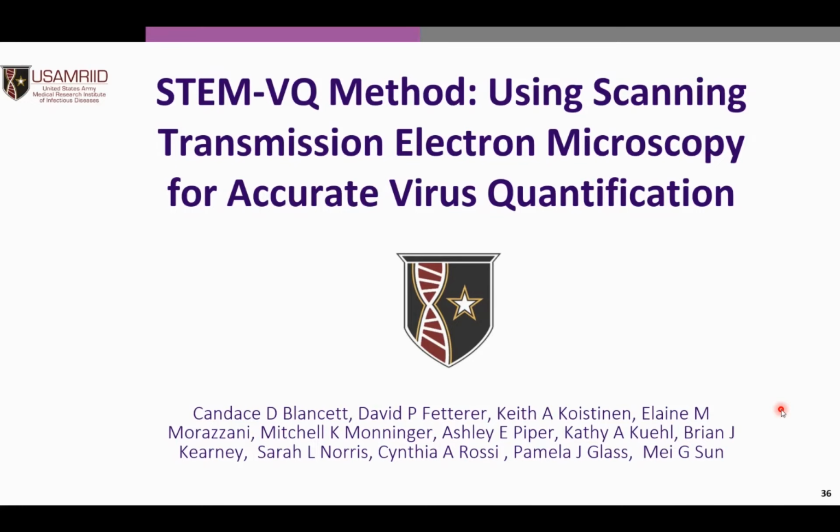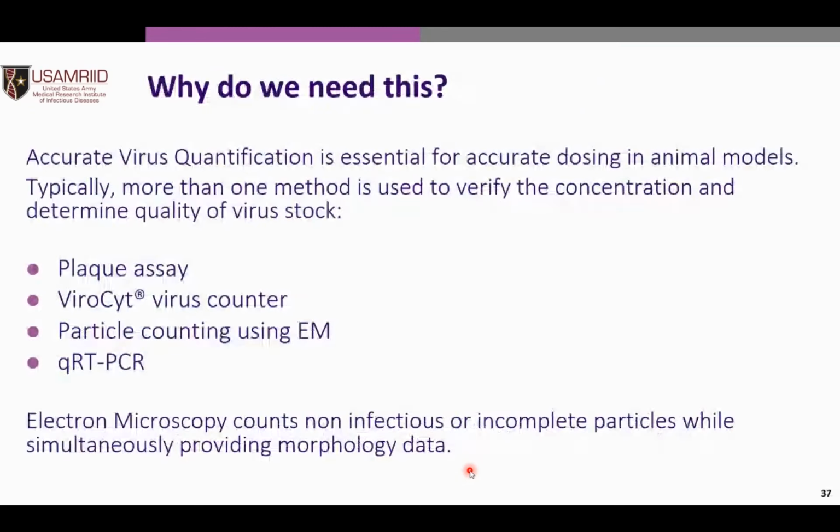This was a method that was requested often by Dr. Cynthia Rossi down here. She did a lot of Ebola work, and a lot of her stocks were used for animal studies. So they would try to quantify their stocks using plaque assays. They have a virus-site virus counter, which is a flow-based method to count. They basically stain the virus for genetic material and protein, and the virus site's going to count particles where it picks up both those signals.